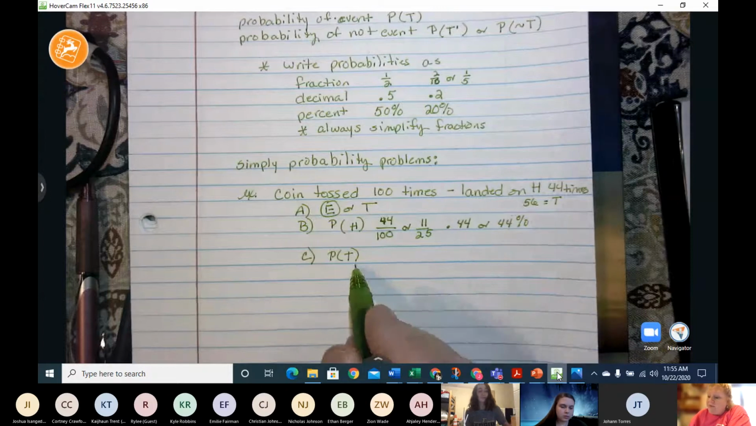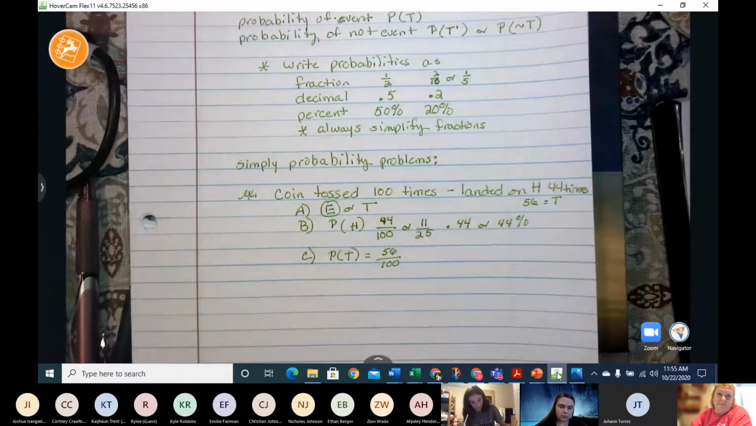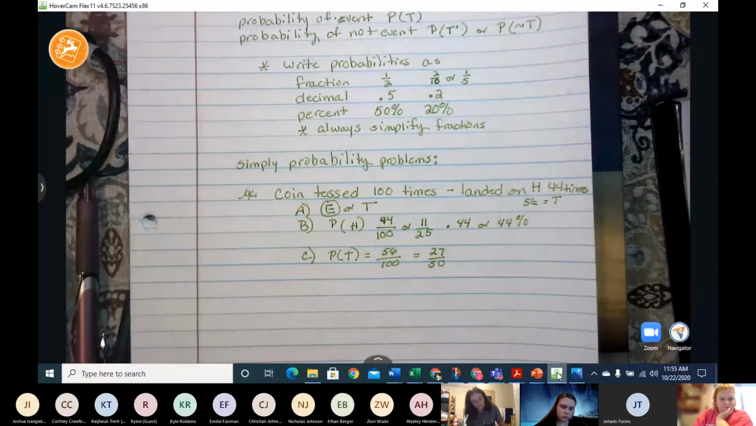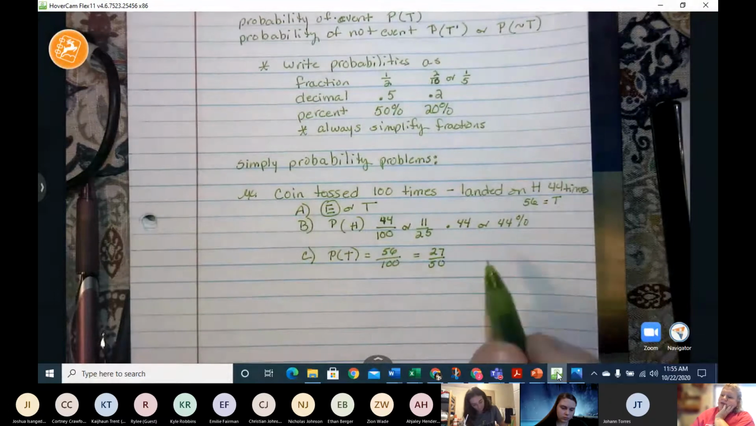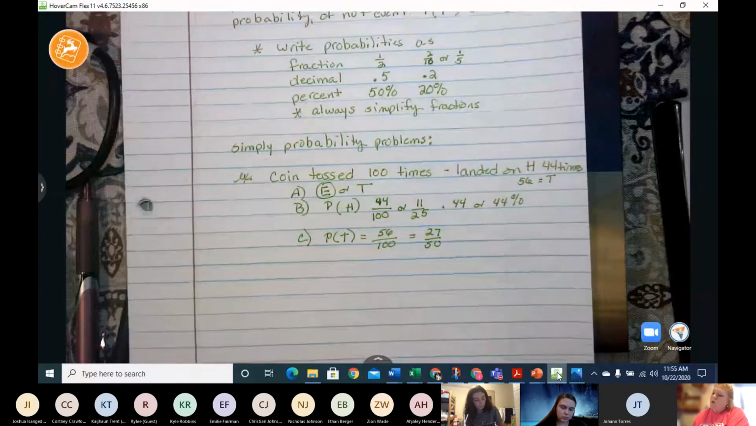And so my probability for tails would be 56 out of 100. I would reduce that, and that would be 14 out of 25 times. And I could go through and find the decimal and the percentage as well. Any questions on that problem? Let's do one more.